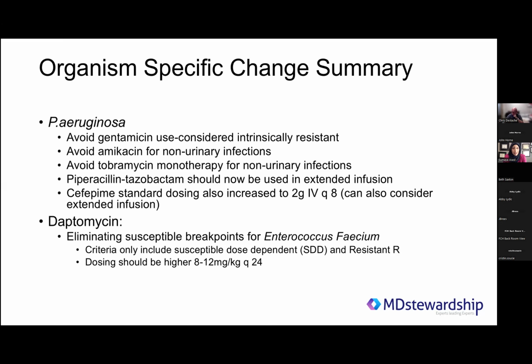For daptomycin, there are some updates with Enterococcus faecium. So with this, criteria is to only include susceptible, dose dependent, and resistant. Because of that, the dosing should be higher. So 8 to 12 mg per kg Q24 should be considered for E. faecium.